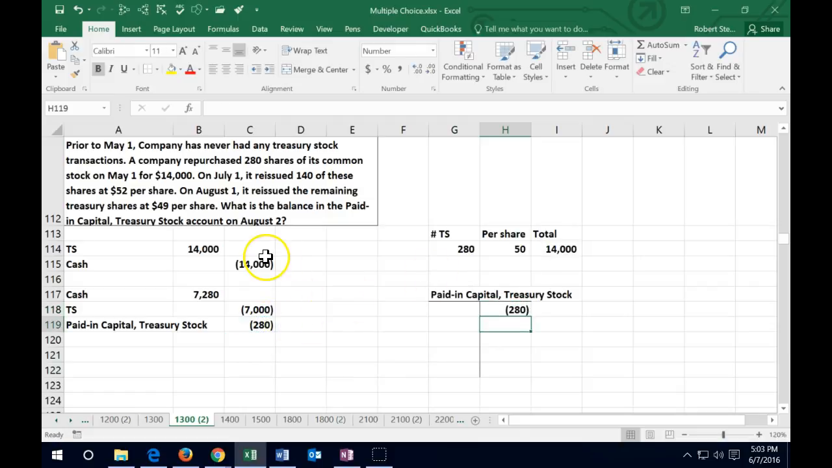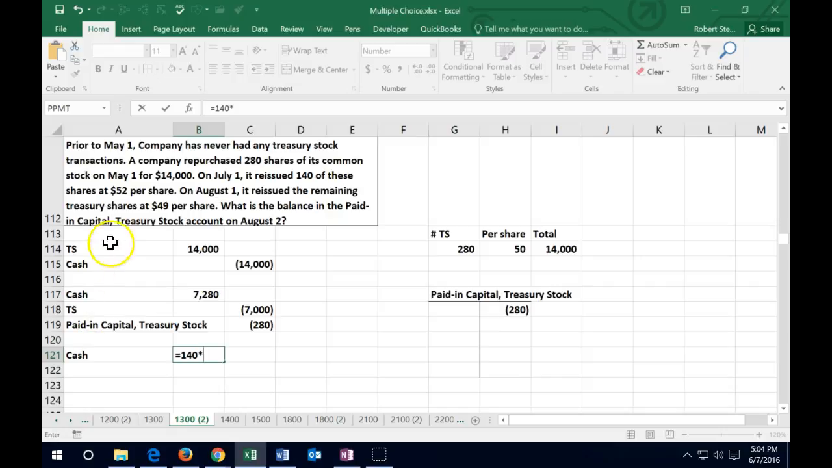And then, of course, we have another activity that happens. We sold the rest of the treasury stock on August 1st. It reissued the remaining 49 per share. What is the balance in the paid in treasury stock at August 2nd? So the next one, we said cash. Now we've got another 140 shares we sold, but now we sold it for $49, even though we purchased it for 50. So times 49.